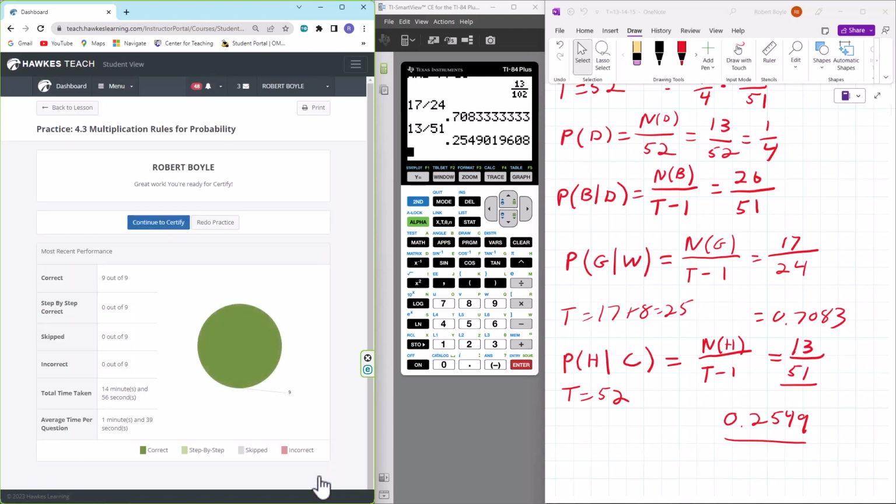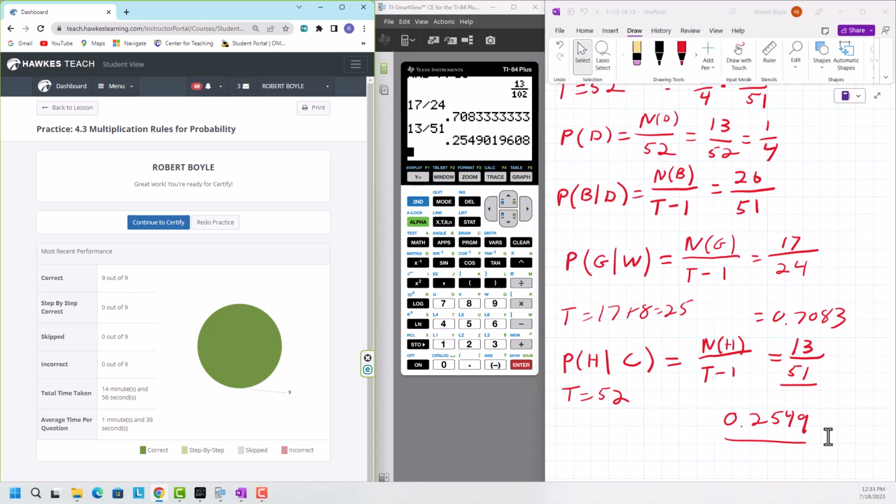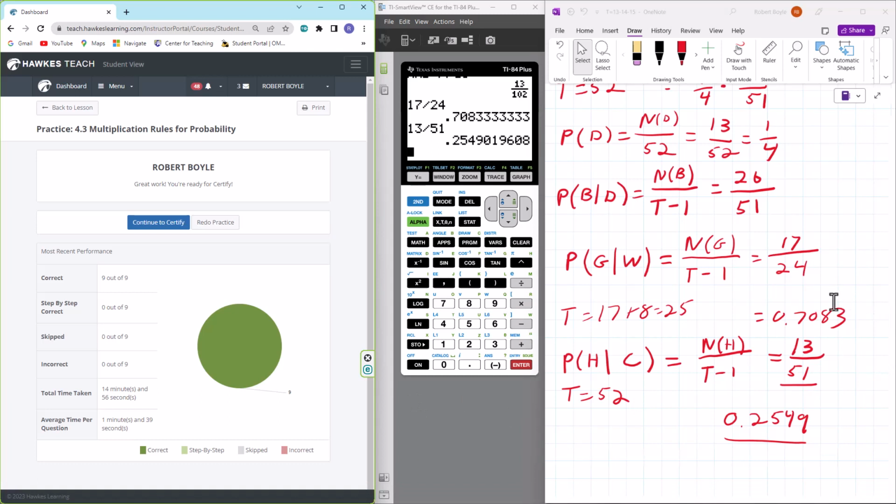Although you only need to do 6 of the 9 problems to get 100 on this homework before the due date, I would encourage you to do all 9. Don't skip the last 3, because you will see one of those problems on your test. So you want to practice it a couple of times to make sure you know how to do it. And that is everything relative to section 4.3.